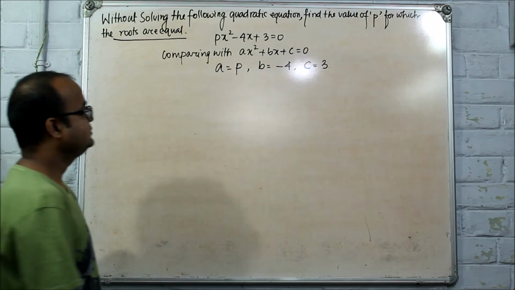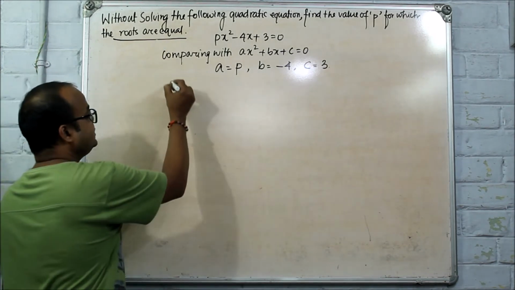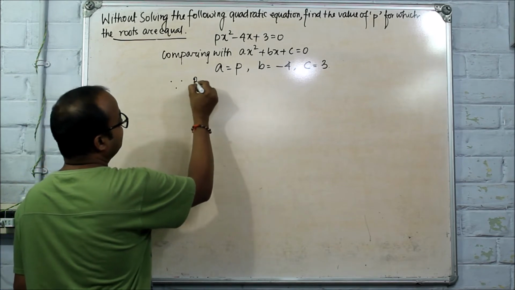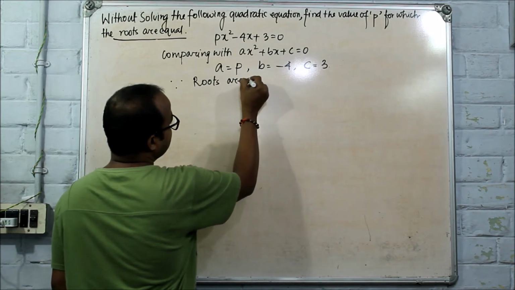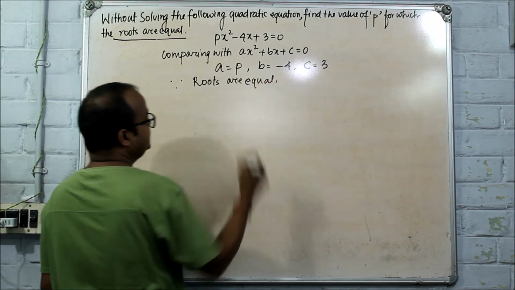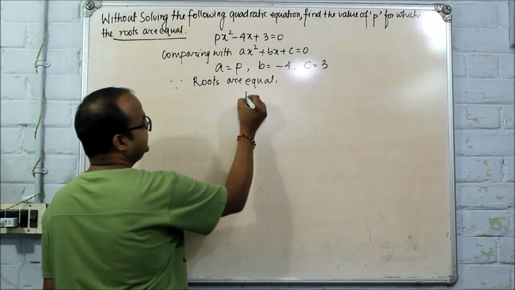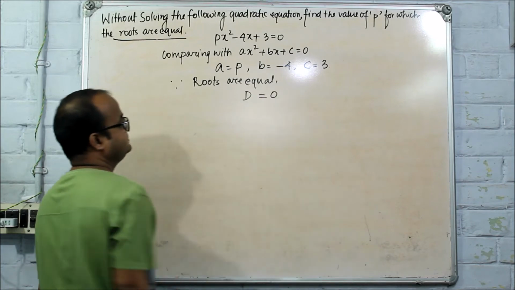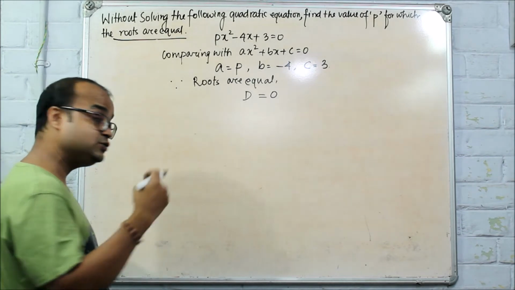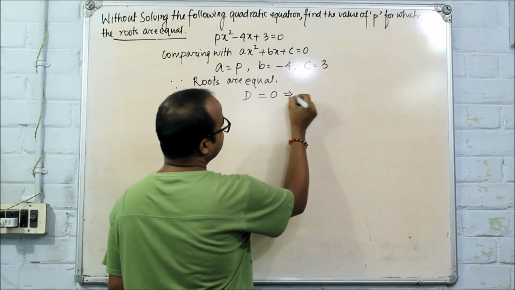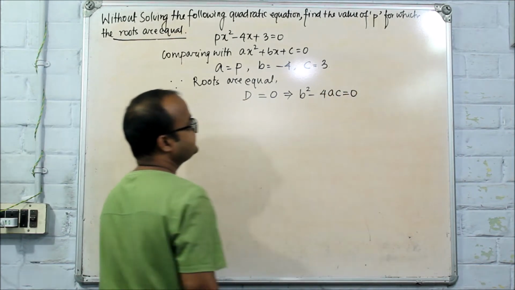Clear? Now it is given that roots are equal. So we write, since roots are equal, d will be equal to 0. Now d equal to 0 means b square minus 4ac should be equal to 0. It implies b square minus 4ac is equal to 0.